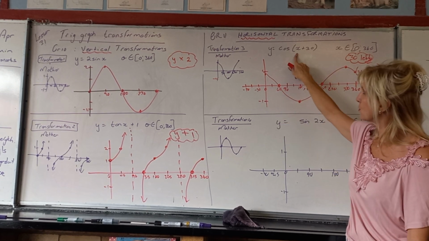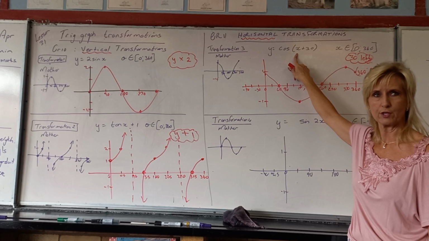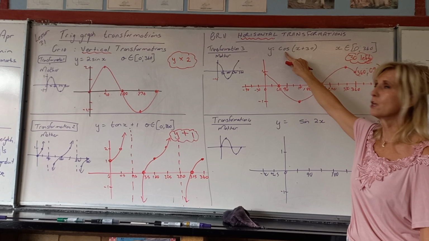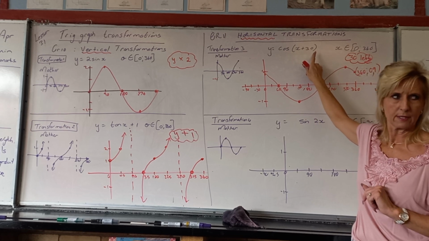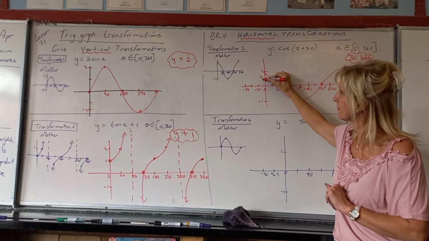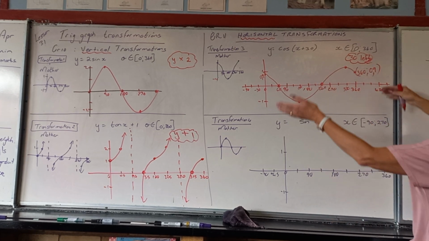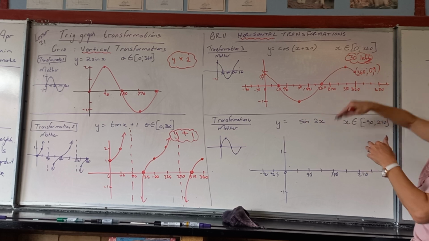What must you put into your original function? X is now 0. So you're going to work out cos 30, which is 0.86, because it's symmetrical, right? It's always going to be symmetrical around all those points.